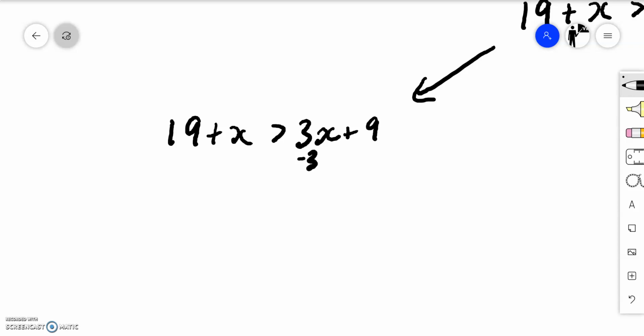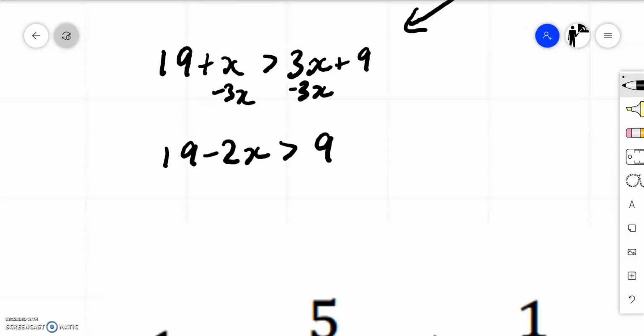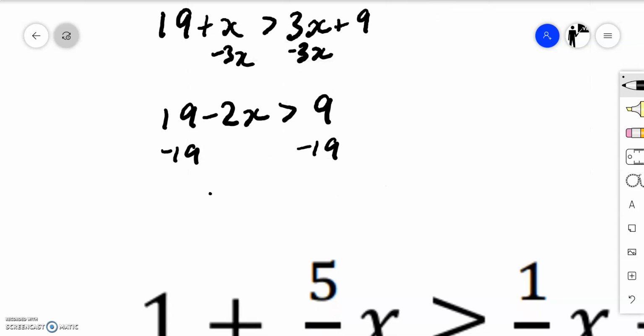So we'd subtract 3x from both sides. So that's going to be 19 minus 2x is bigger than 9. We would subtract 19 from both sides. That's going to give us minus 2x is bigger than minus 10.